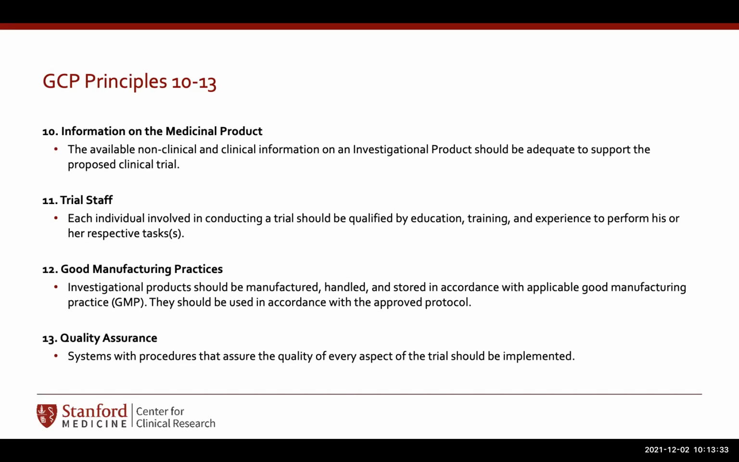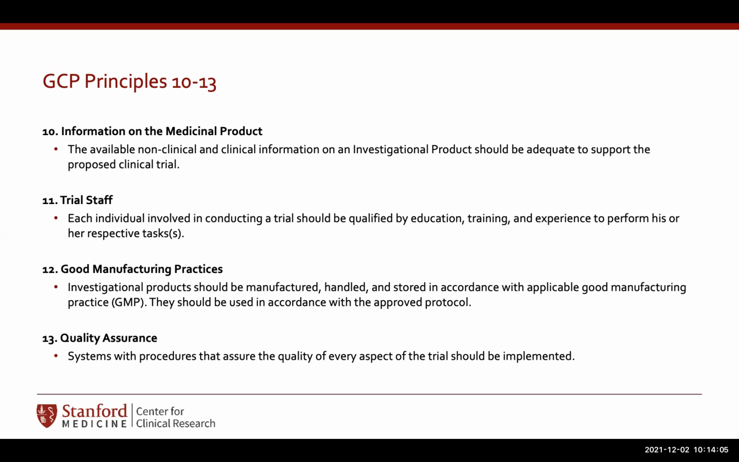I talked a little bit about GMP, good manufacturing practices. This is another principle of GCP. Any investigational product should be manufactured, handled, and stored in accordance with applicable good manufacturing practice. They should be used in accordance with the approved protocol. And then finally, the last GCP principle is quality assurance. Systems should exist with procedures that assure the quality of every aspect of the trial and should be implemented.